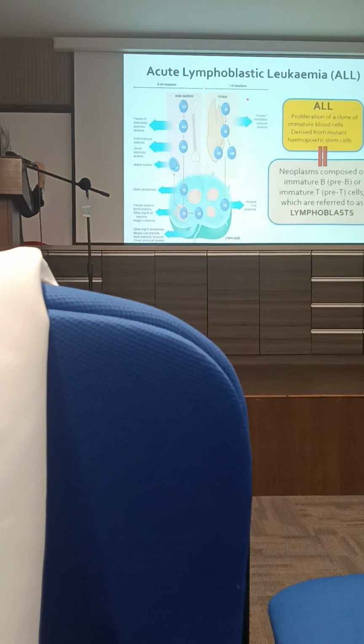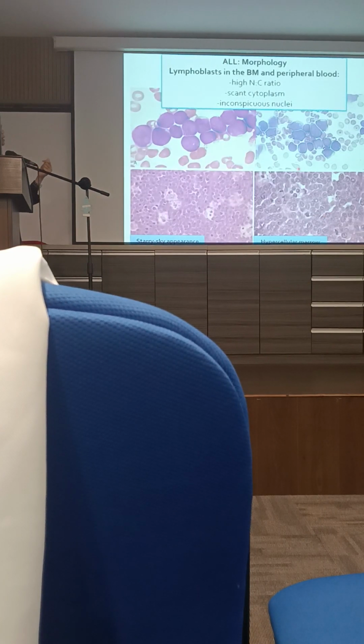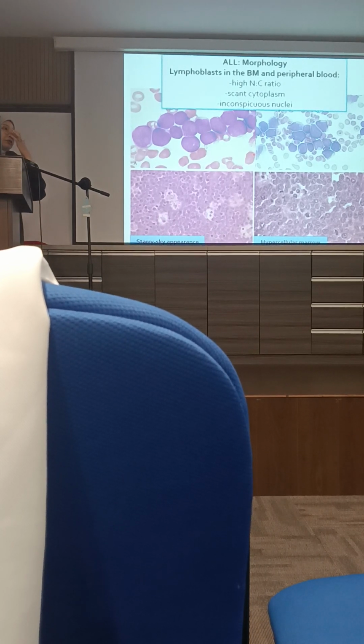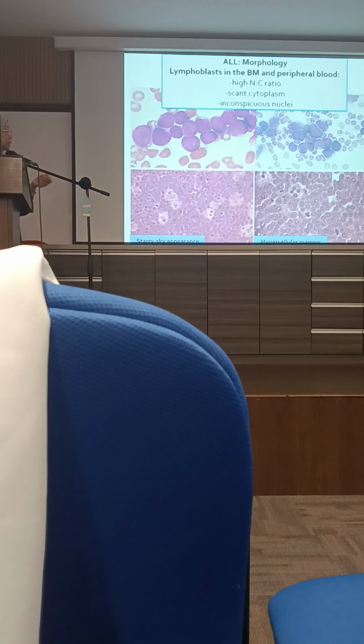So the neoplasm will be composed of immature B cells or immature T cells, referred to as lymphoblasts. So this is what the morphology would look like. We will do a bit more revision in your practical also to remind you what you expect to see in the peripheral blood. All of this is in the blood, this only in marrow or tissue. So this is in the blood.